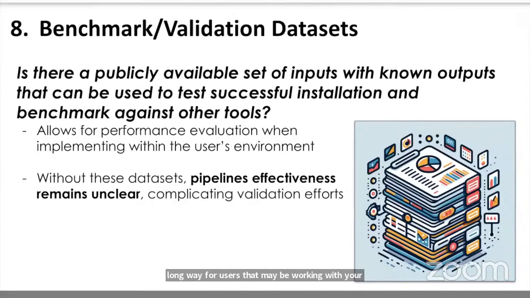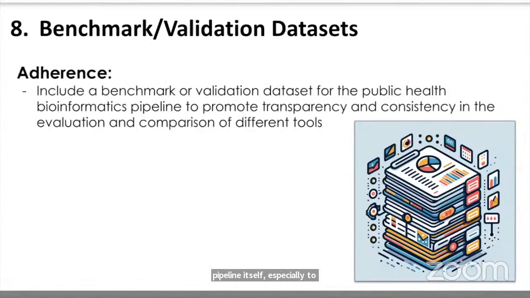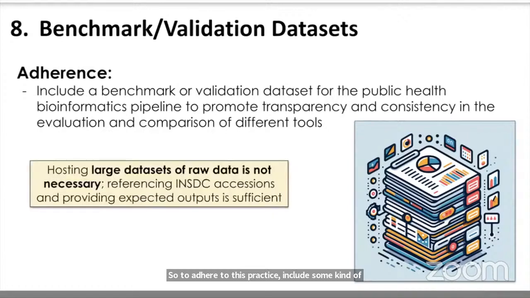Because without any sort of benchmark or validation data sets with known outputs, the effectiveness of the pipeline itself, especially to new users, may be unclear. So, to adhere to this practice, include some kind of benchmark or validation data set along with your pipeline. And this doesn't necessarily need to be a large data set of raw data that's hosted somewhere. Often, making a list of INSDC accessions will suffice, at least for pipelines meant to analyze FASTQ read data.